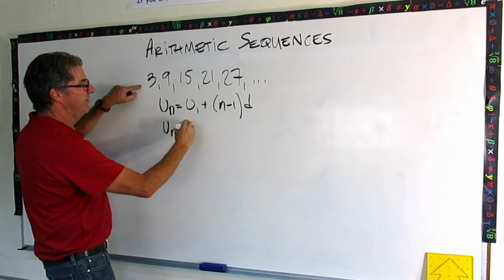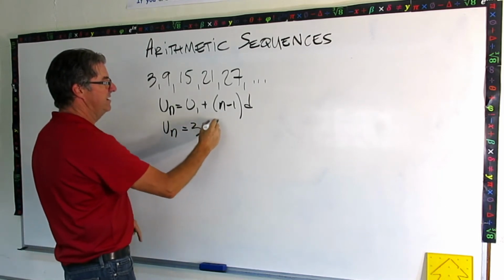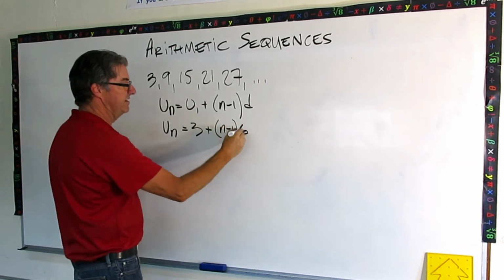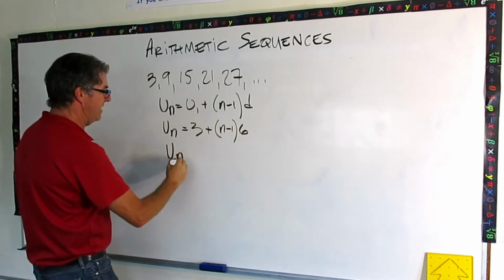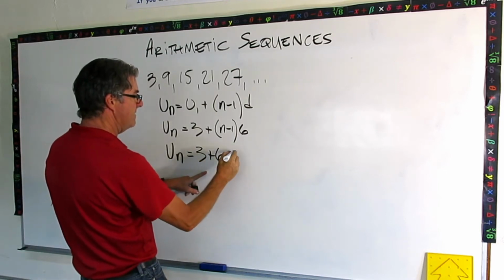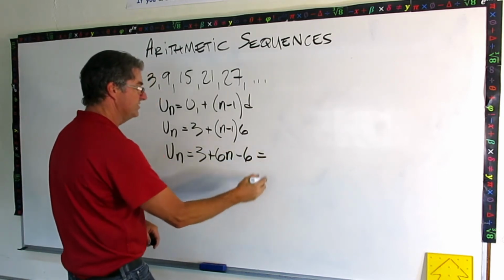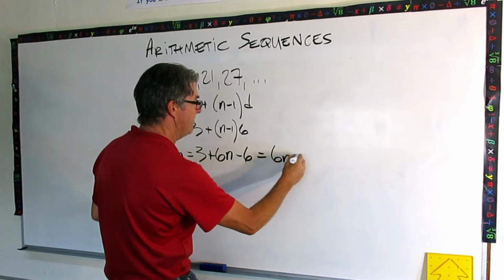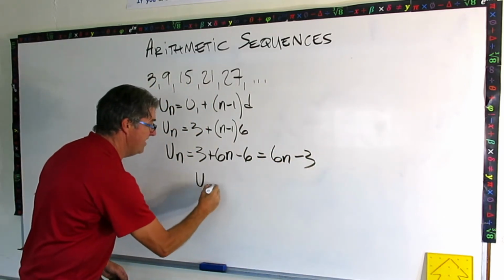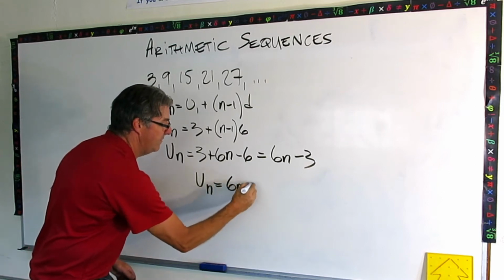Un equals 3 plus n minus 1 times my common difference, which is 6. So this is going to give us un equals 3 plus 6n minus 6, which is going to give us 6n minus 3. So that's our formula. Let's write it again here. Un equals 6n minus 3.